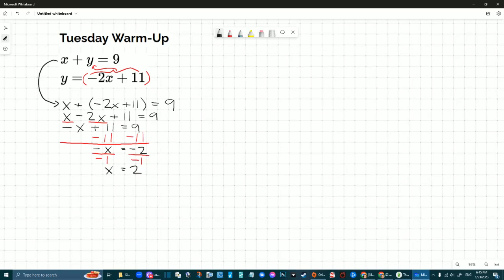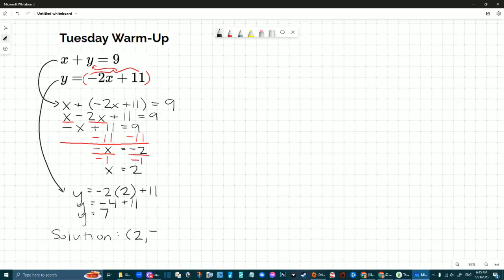To get the y value that goes with it, we go back to that second equation that's been solved for y. So y equals negative 2, and in place of x, I'm going to write our previous answer, 2, plus 11. Doing the multiplication first, we get negative 2 times 2 is negative 4 plus 11. And negative 4 plus 11 is 7. So our solution for this system of equations is 2, 7.